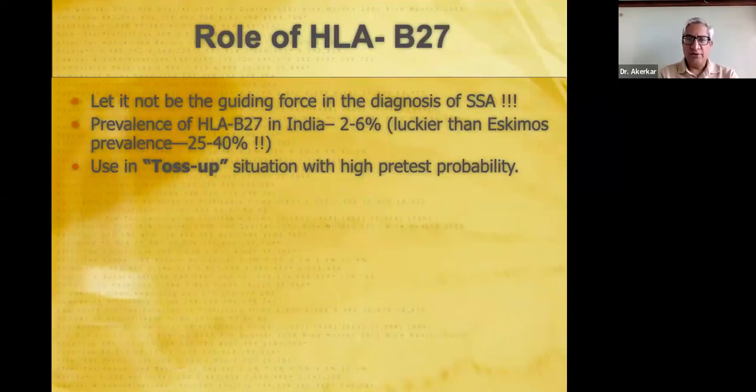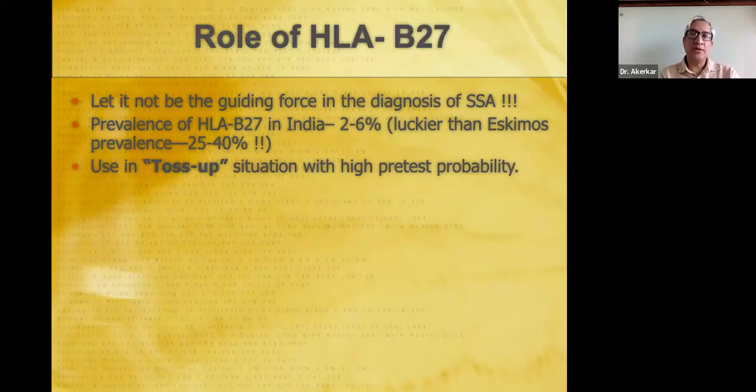How do we diagnose it now? Now that we have had the history of the patient, we have examined the patient, how do we really diagnose it? What are the various investigations available? Role of HLA-B27. See, HLA-B27 is an important test, but 90% of ankylosing spondylitis patients will be positive for the HLA-B27 gene. 10% will still be negative.